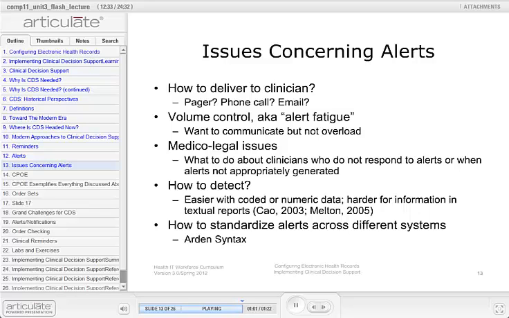Another issue with alerts is how to detect the alerting condition. Obviously, it is easier to do with coded or numeric data, but it is more challenging when clinicians are relying on information in textual reports to generate the alerts. Additionally, how are alerts standardized across different systems?